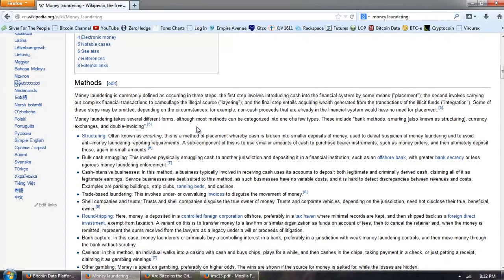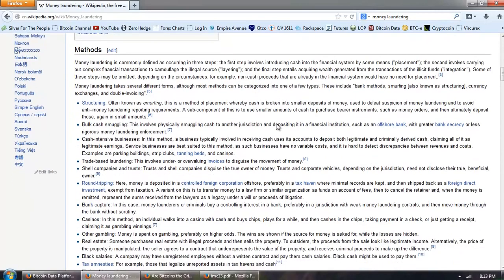Money laundering is commonly defined as occurring in three steps. The first step involves introducing cash into the financial system by some means, placement. The second involves carrying out complex financial transactions to camouflage the illegal source, layering. And the final step entails acquiring wealth generated from the transaction of the illicit funds, integration. Some of these steps may be omitted depending on the circumstances. For example, non-cash proceeds that are already in the financial system would have no need for placement.